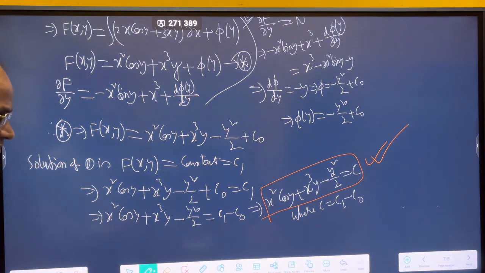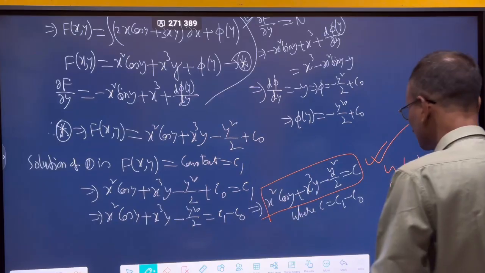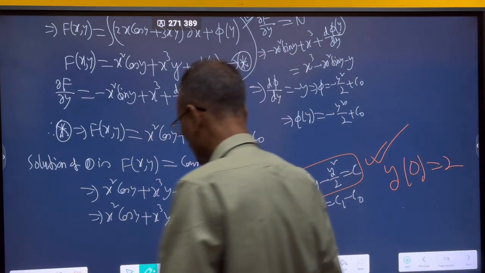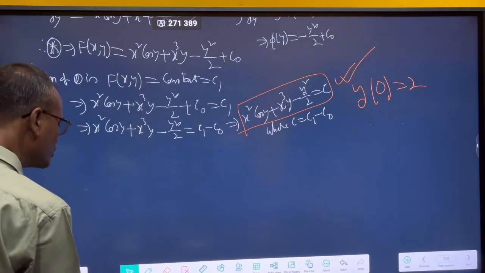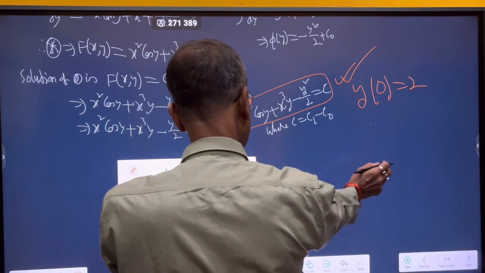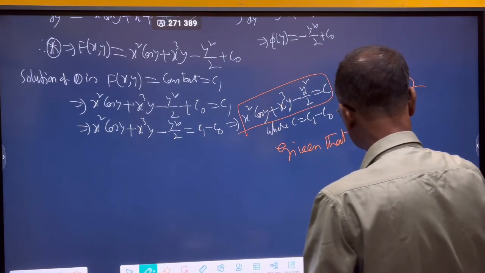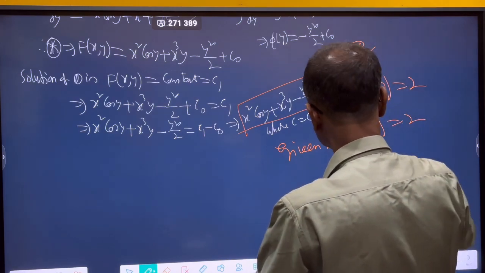Now, it is also given that y(0) is equal to 2. Given that y(0) equal to 2.